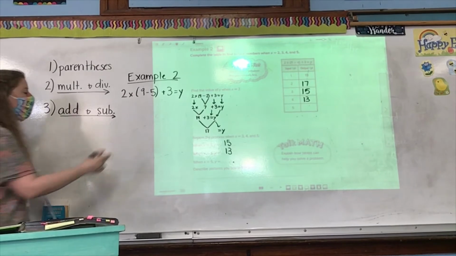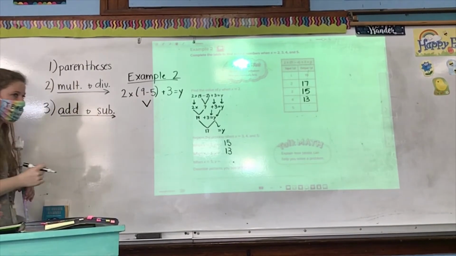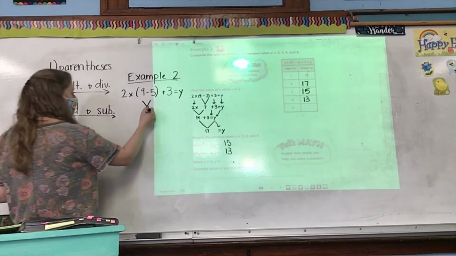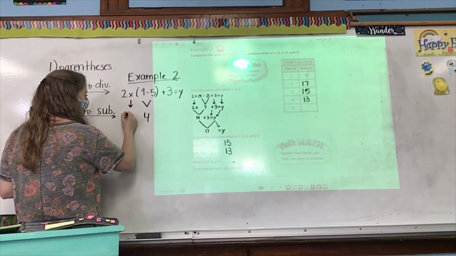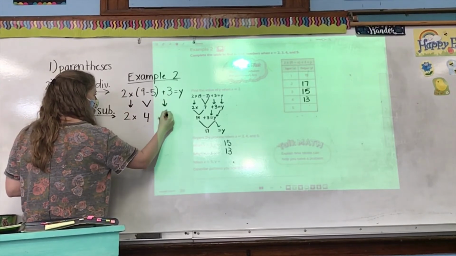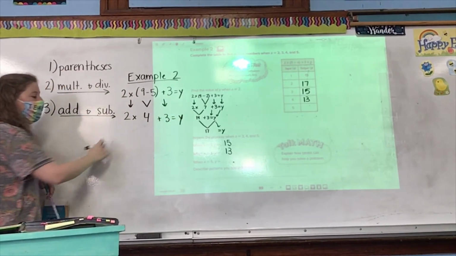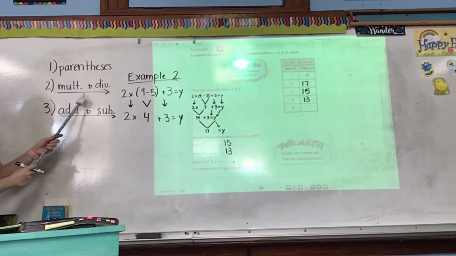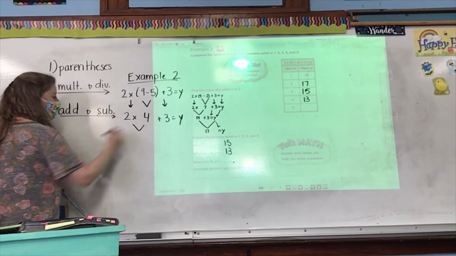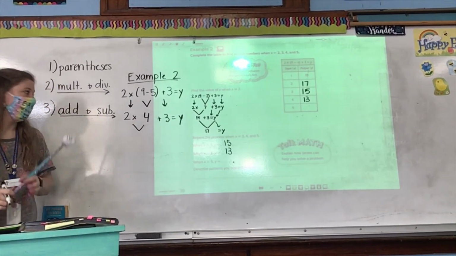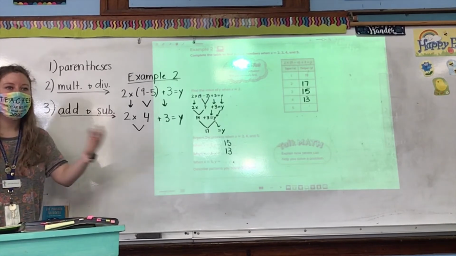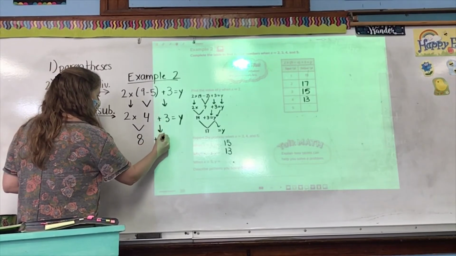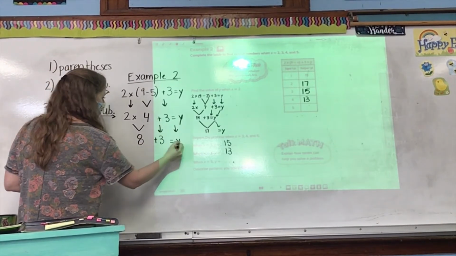Step 1, parentheses. Class, take a second. 9 minus 5 is? 4. Bring down the rest of the equation. And we have 2 times 4 plus 3 equals y. We have no more parentheses, so let's move on to multiply and divide from left to right. We do have some multiplication. Class, 2 times 4 is? 8. Bring down the rest of the equation. We have 8 plus 3 equals y.